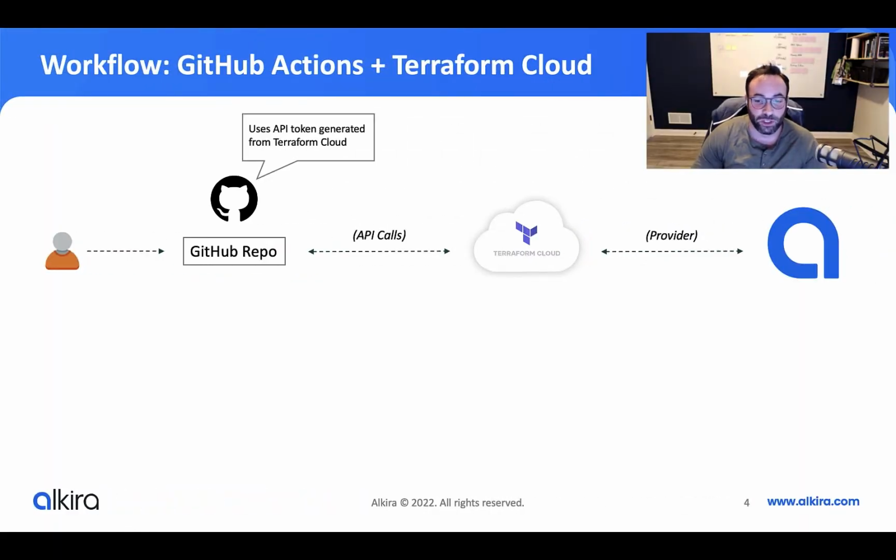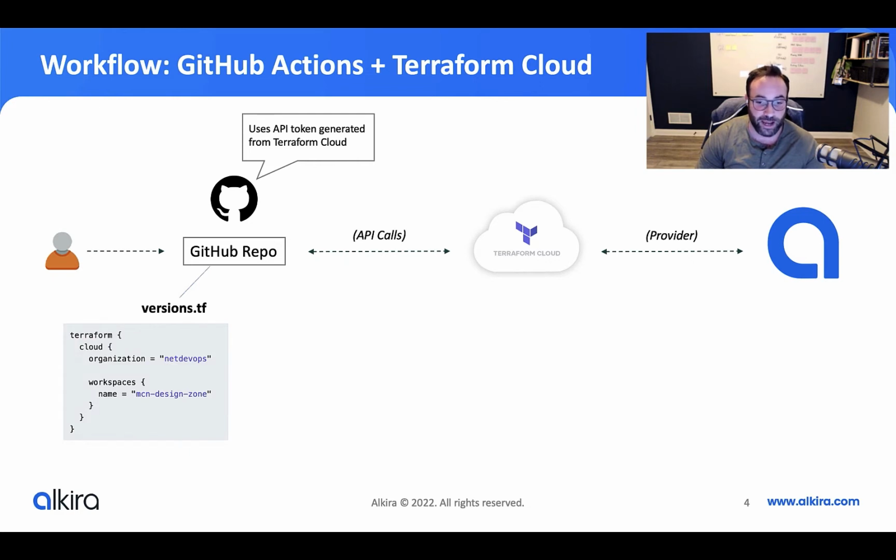Let's give our workflow a quick look here. I have my infrastructure as code files stored in a GitHub repo, and I generated an API token from Terraform Cloud, and I have it stored as a secret. This will be used to make API calls to Terraform Cloud through their API-driven workflow.